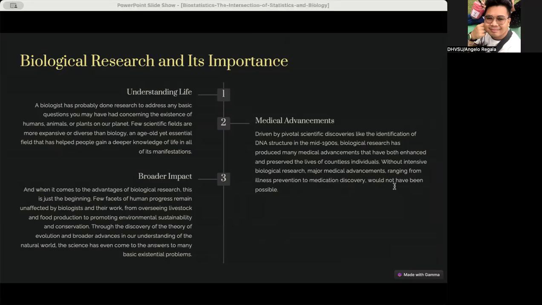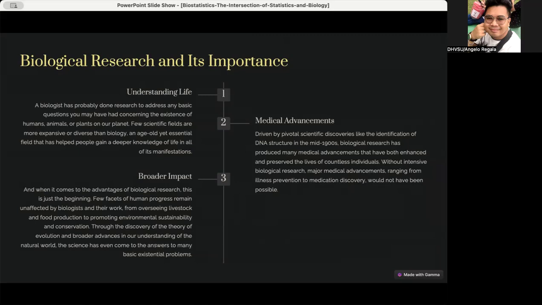Then lastly, it will have a broader impact. Okay, so when it comes to medical or biological advancement, we're just at the beginning part. Okay, new facets or new information of human progress remain unaffected by biologists and their work, from overseeing livestock and food production to promoting environmental sustainability and conservation.